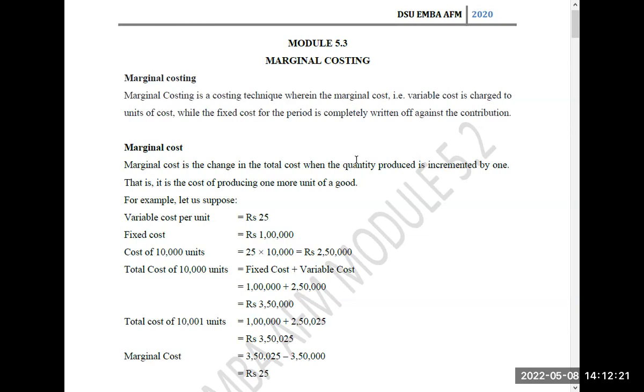Suppose I'm manufacturing only 100 units. How much do I have to spend? 300. So now we come to the sentence I told: variable cost is a cost which varies according to the volume of production.